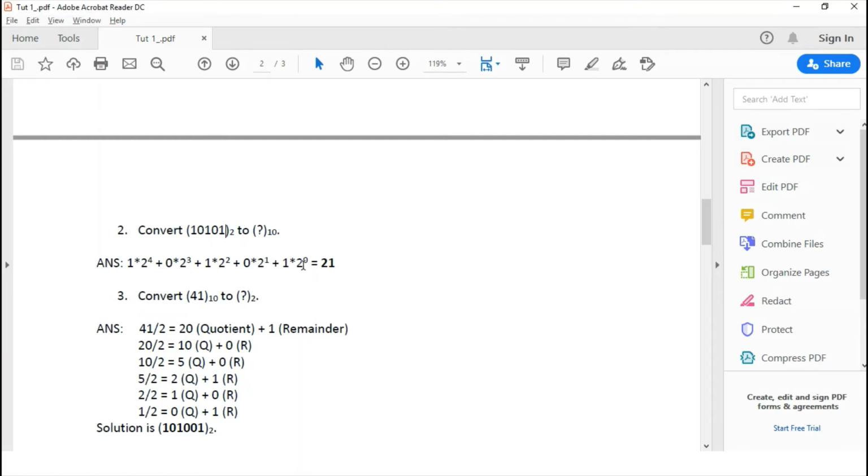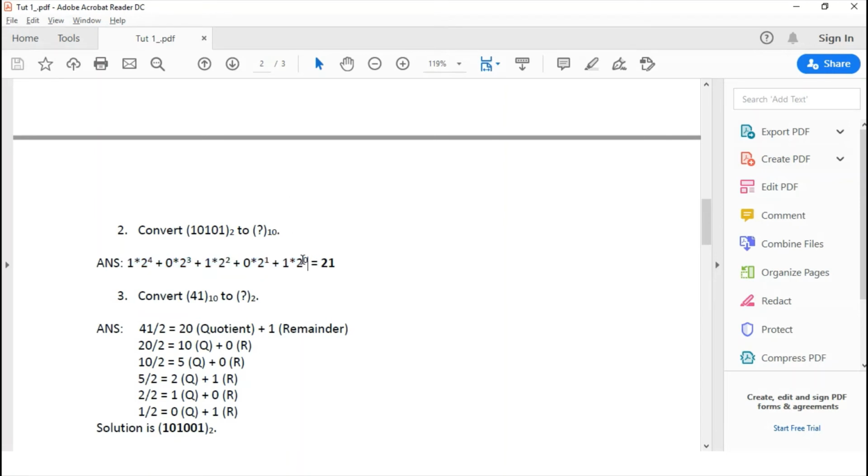So we start with 2 to the power 0, then 2 to the power 1, 2 to the power 2, 2 to the power 3, and 2 to the power 4. This way we keep on raising the power. Okay, and we multiply with the digit, and finally we add all of those together.